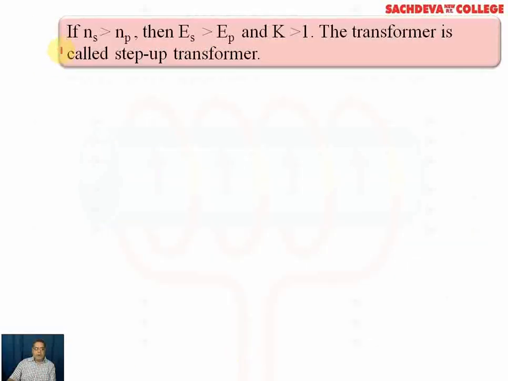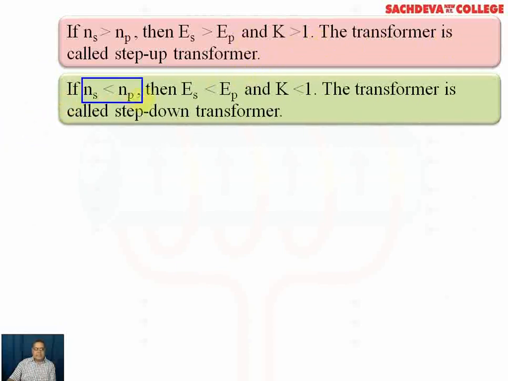Now, in order to step up the voltage, the condition must be: Ns must be greater than Np, Es must be greater than Ep, and then the transformation ratio will be greater than 1. The transformer is called a step-up transformer for the given condition.